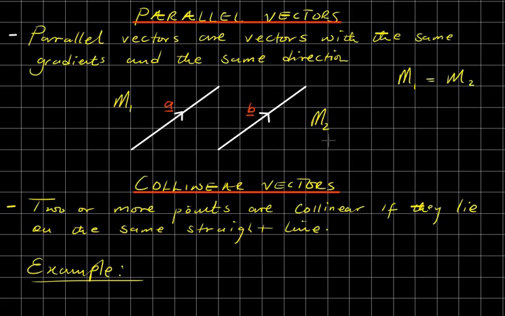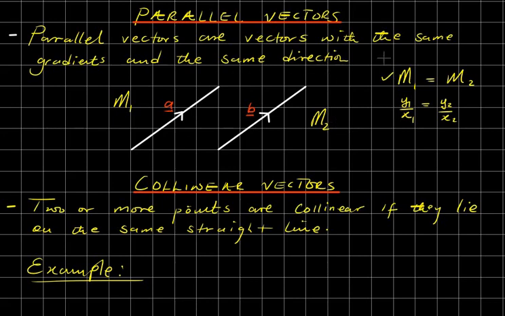Because of that, if you use the concept of the gradient, you discover that the value of y1 divided by x1 will equal the value of y2 divided by x2. This is just affirming that two vectors are parallel if they have the same gradient. So that is point number one.